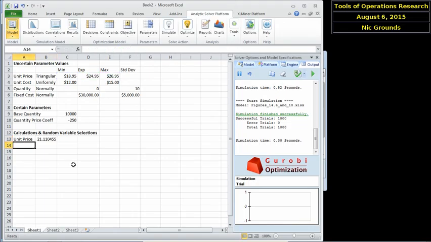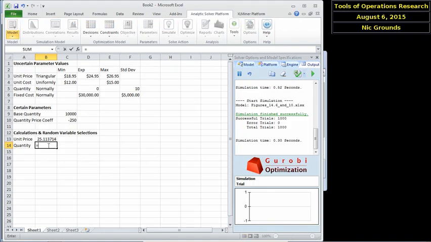All right. And right now it's randomly picked a value of 21.11. It's not necessarily important, just the currently randomly selected value. So from price, we can actually compute quantity.